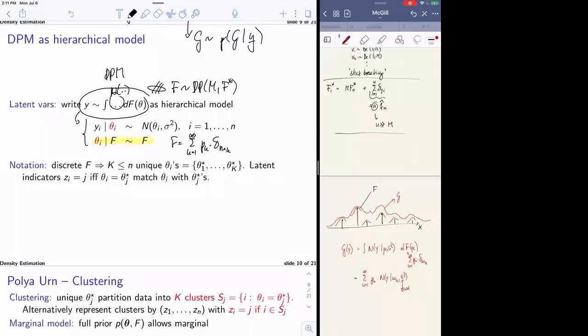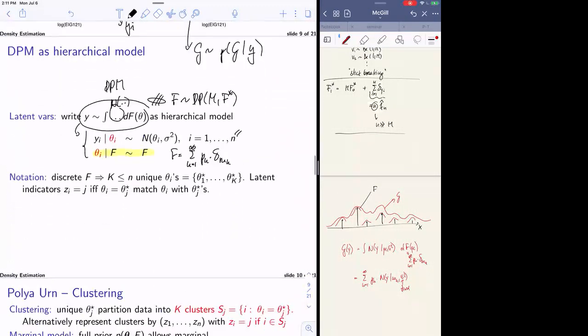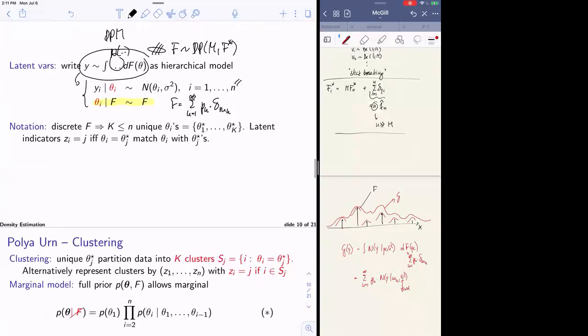When you sample from a discrete distribution, some of your samples might be identical. You will see ties. In general, when we take n draws, in our previous example we had n equals 51 draws, many of those 51 theta i's might actually be tied. There might be a much smaller number of identical ones.